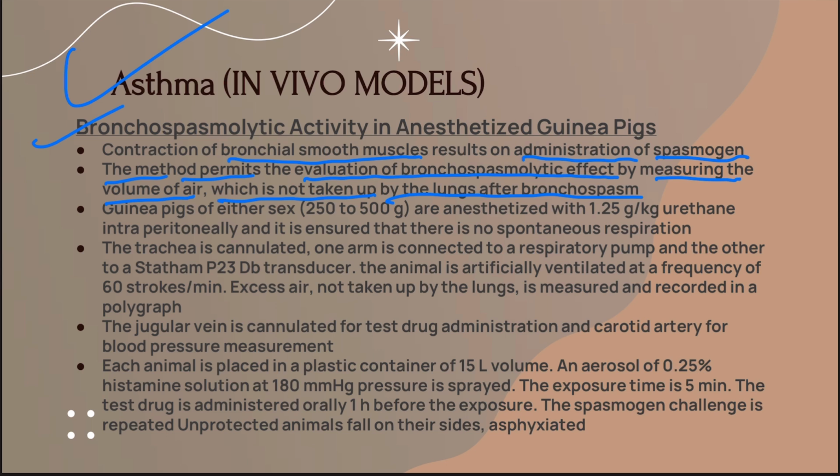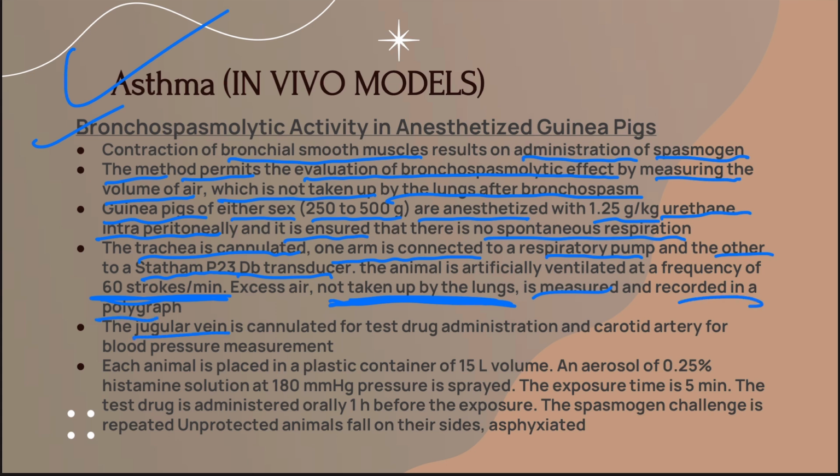Here we will take guinea pigs of either sex, ranging from 250 to 500 gram in weight, and they are anesthetized with 1.2 gram per kg of urethane given intraperitoneally, and it is ensured that there is no spontaneous respiration. Then the trachea is cannulated, one arm is connected to a respiratory pump and the other is connected to a Statham P23 dB transducer. The animal is artificially ventilated at a frequency of 60 strokes per minute. Excess air not taken up by the lungs is measured, and it is recorded in a polygraph.